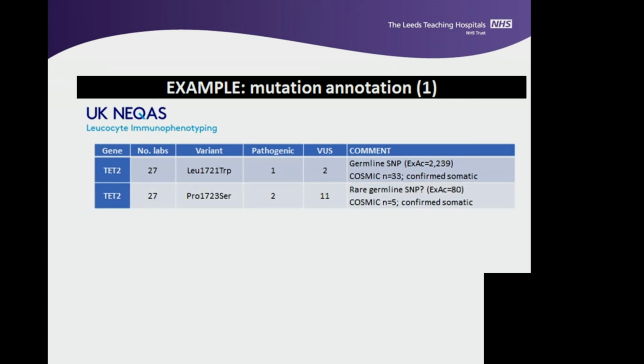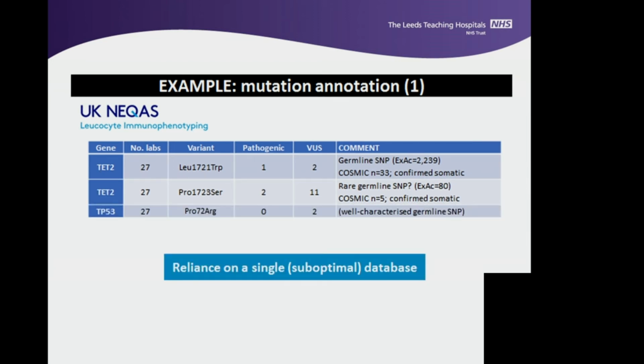There are 2 TEC2 mutations there. Again, the first one is reported pathogenic or VUS in 3 patients, and VUS or pathogenic for the second one in 13 patients. We see these very regularly. We probably see these 2, and they always occur together, probably twice in every run we do. So they are normal SNPs. Obviously, they've both been reported in COSMIC, both confirmed somatic apparently. But again, these are normal SNPs.